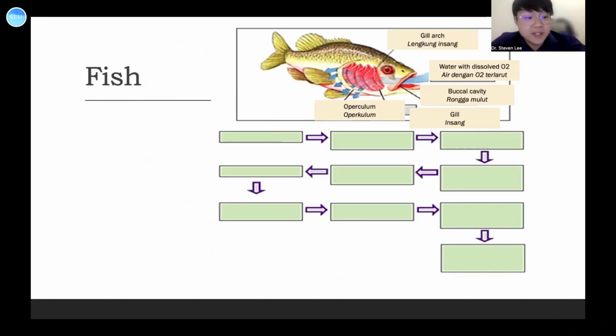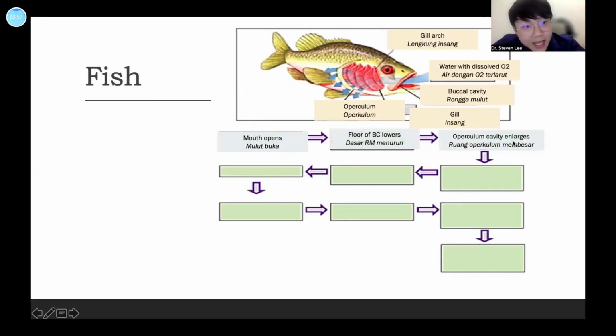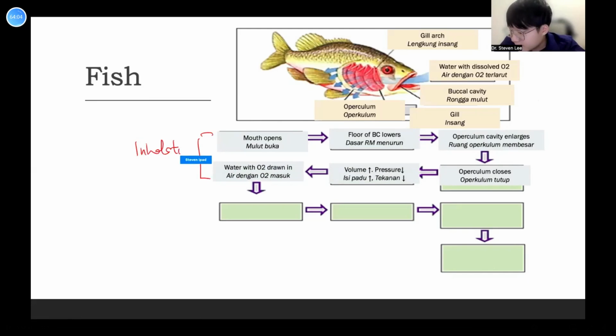Let's look at inhalation first. Tell me what are the 4 steps in inhalation, starting from front to back. Mouth open. Next step. You don't copy anything. You listen to me. Mouth open, then the floor of the buccal cavity lowers. Then next step, go behind a bit. Your opercular cavity needs to enlarge. Step 4, operculum close. So this is inhalation. So if you see here, what I'm trying to write is, mouth open, floor lowers, opercular cavity enlarges, operculum closes. All this is actually to increase volume, decrease pressure, so your water is drawn in. I call this inhalation.